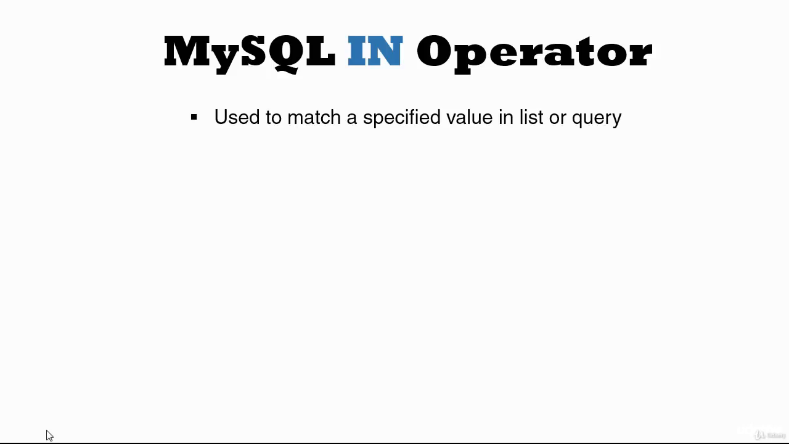The in operator is used to match a specified value in a list or query. The syntax to specify the in operator is within a select statement in the where clause. The where clause is where you attach the in operator. You specify the condition in the where clause, then you attach the in operator. So let's have a look at an example.